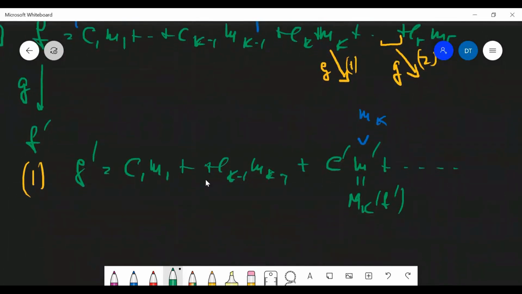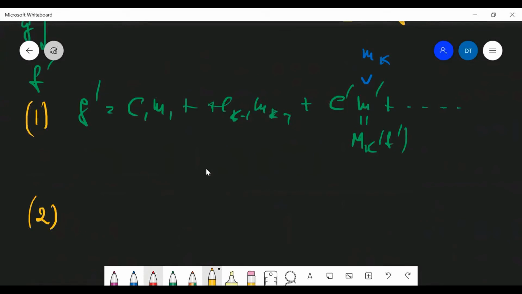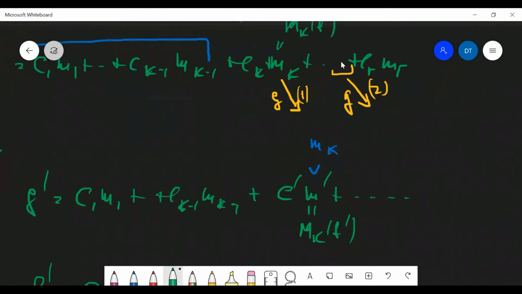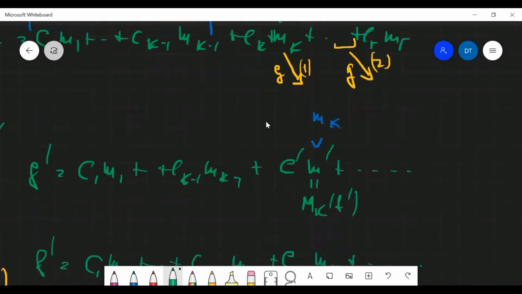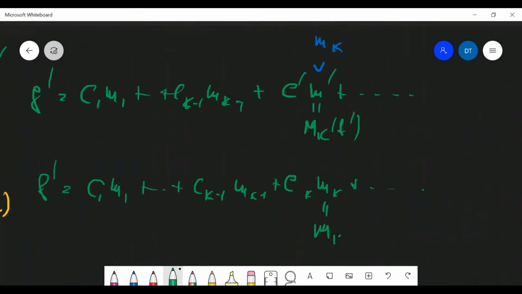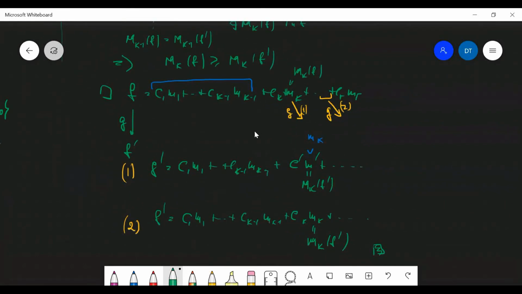In the second case, f prime will be of the form c1 m1 plus etc. plus ck minus 1 mk minus 1 plus ck mk plus something here. Since we reduce a monomial here, it will be replaced by a sum of smaller monomials. So we will not change the kth highest monomial in the polynomial f. In this case, mk will be the kth highest monomial in f prime, exactly the same as in f. So in the second case, we get equality of the kth monomial, and we're done. This is how it works.